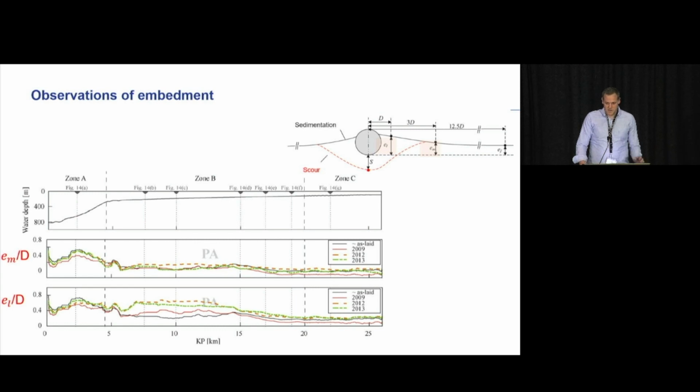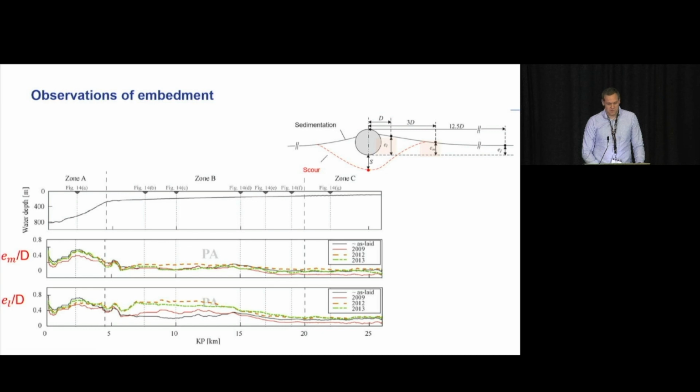The first one is the midfield embedment, which is sort of illustrated on the top right figure here. So it's a location 3D away from the centre of the pipe. And then a local embedment, which is just 1D away. And you can see some interesting trends here in both the midfield and the local embedment. In the deep water region, both of them are quite high and don't change much in time.